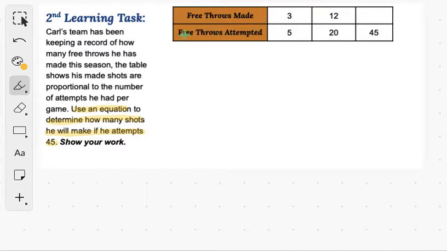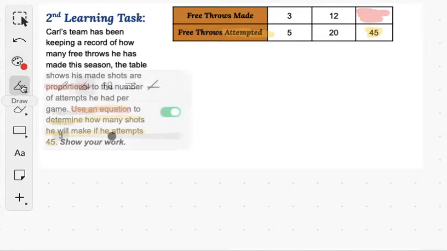Notice that attempts are here in the table, and there's 45 already preset for you. So we just have to find this one right above the 45. This is what we need to find. But in order to do that, it's very specific in that it's telling us we need to use an equation. We also know that the table is proportional because we're being told that.